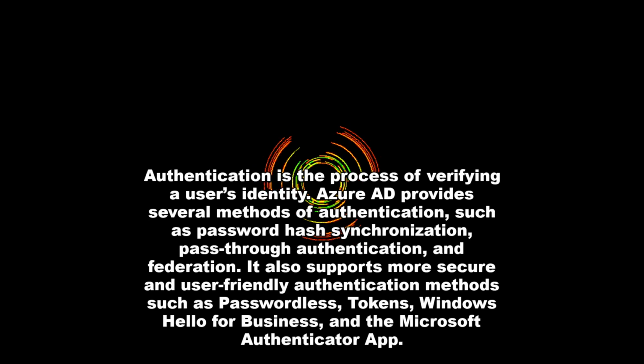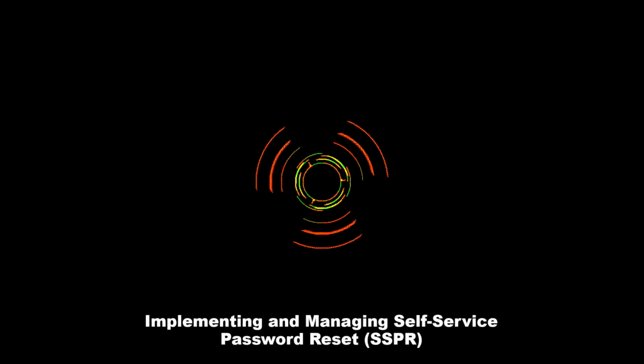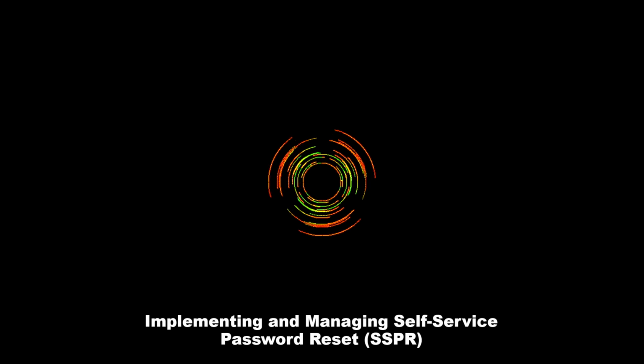Implementing and managing authentication methods. Authentication is the process of verifying a user's identity. Azure AD provides several methods of authentication, such as password hash synchronization, pass-through authentication, and federation. It also supports more secure and user-friendly authentication methods such as passwordless, tokens, Windows Hello for Business, and the Microsoft Authenticator app.